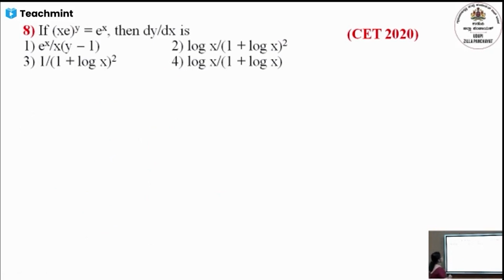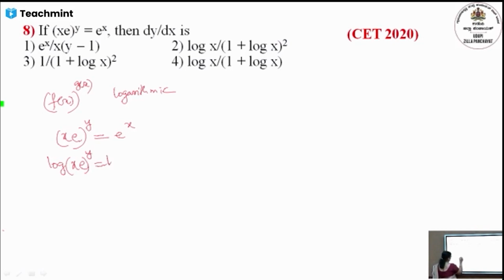X e power y is equal to e power x. So whenever you have something to the power something, so if you have f of x to the power x, method is what? You have to take logarithm on both sides. So you should go for logarithmic differentiation. So I will take x e power y is equal to e power x. So log of x e power y is log of e power x. Log of m n, you have studied, is log m plus log n. And log and e are inverse functions of each other. So log of e power x will become x.